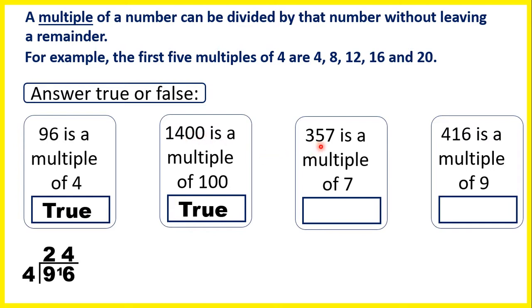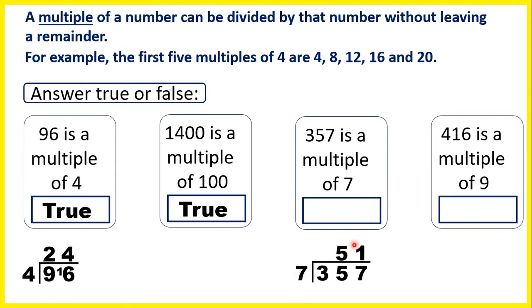Now, 357 is a multiple of 7. Well, let's divide to see if 357 is in the 7 times table. There's no point dividing 3 by 7, so let's take the first 2 digits together. 35 divided by 7 is 5, and then 7 divided by 7 is 1.